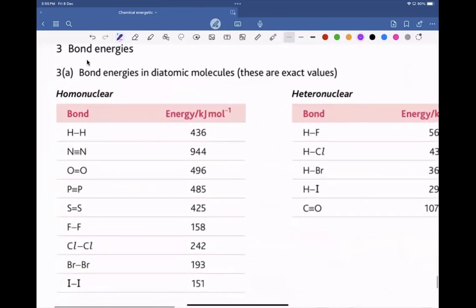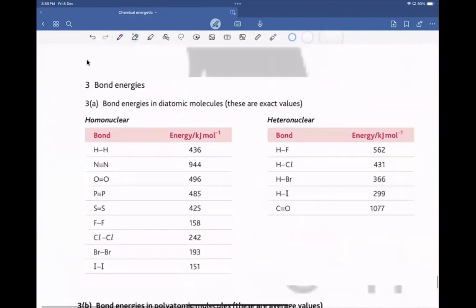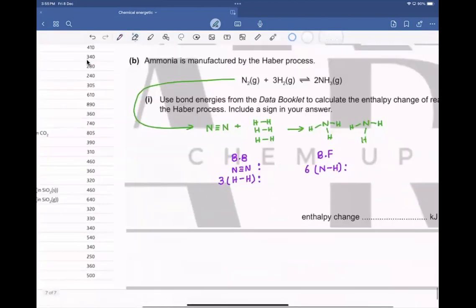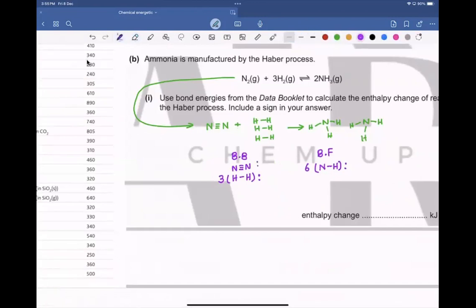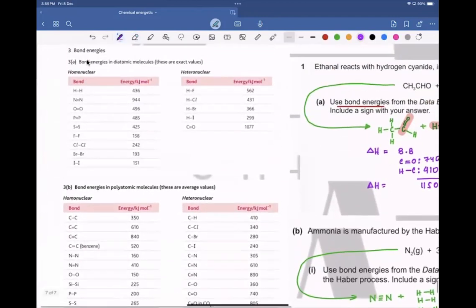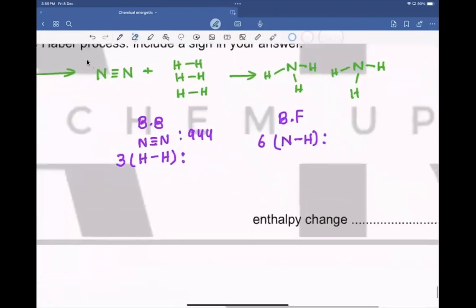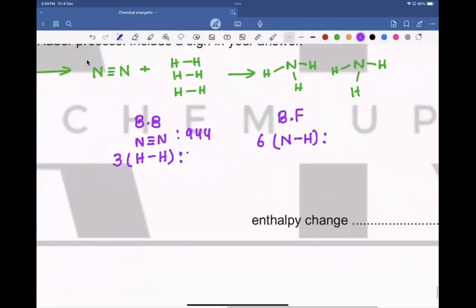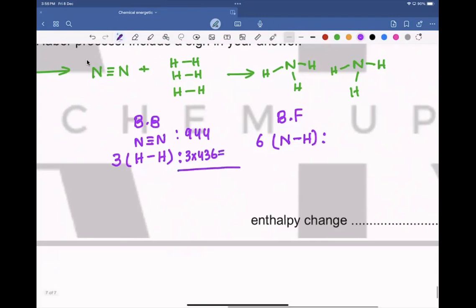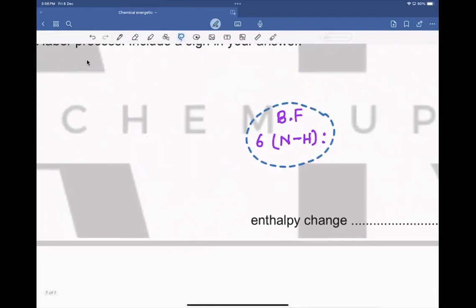So here we have a nitrogen triple bond. Its bond energy is 944, right? So I am going to put 944. If you will find hydrogen bond, its bond energy is 436. So I'm going to put 3 times 436. So if you do 3 times 436, then what will it be? 1312.